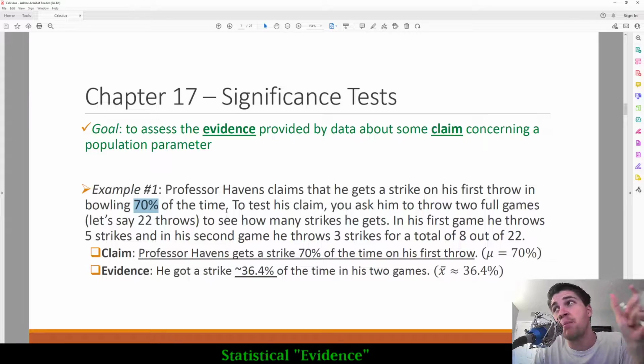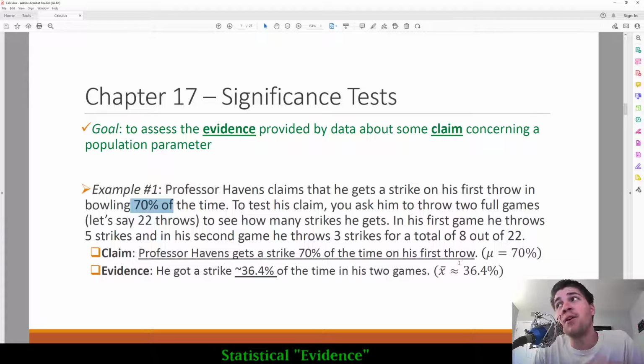So this is the parameter that's in question, and we would call this mu, because it's the theoretical actual average strike rate for a professor. Now, if we actually do a sample, we could collect some data. Let's say we throw 2 games, and in my first game of bowling I bowl 5 strikes, and then in my second game I get 3 strikes. If you don't know what a game of bowling is, that's fine. Let's just say that I throw 8 strikes out of 22 in those 2 games. If we do the math on that, 8 out of 22 comes out to about 36%. That is nowhere near 70%.